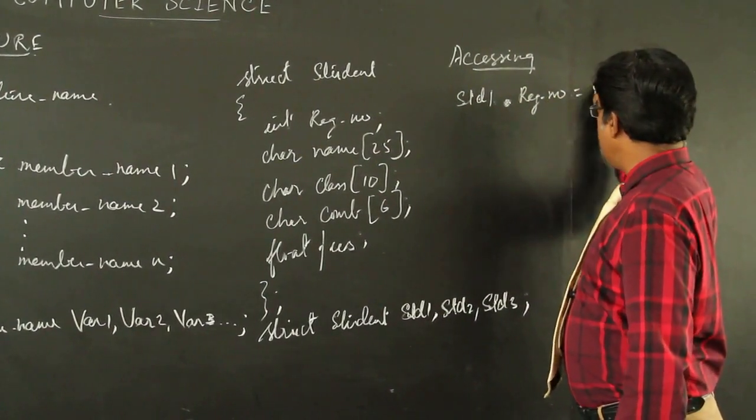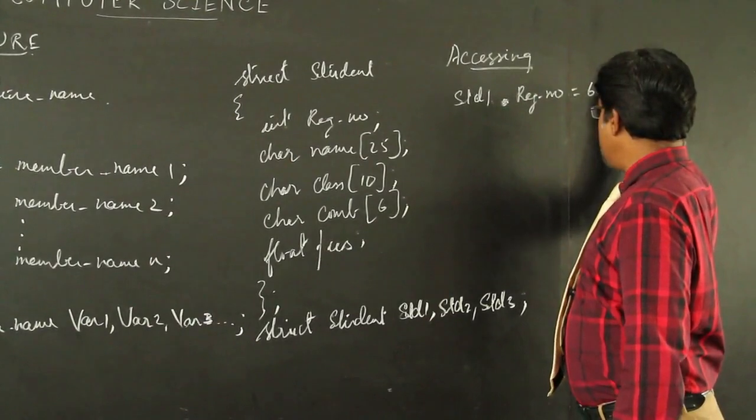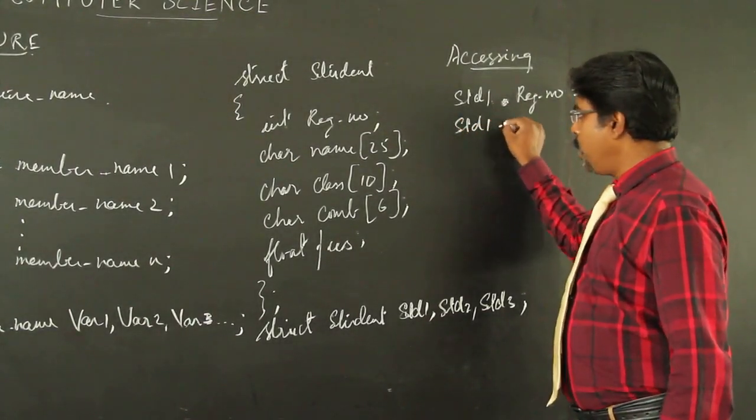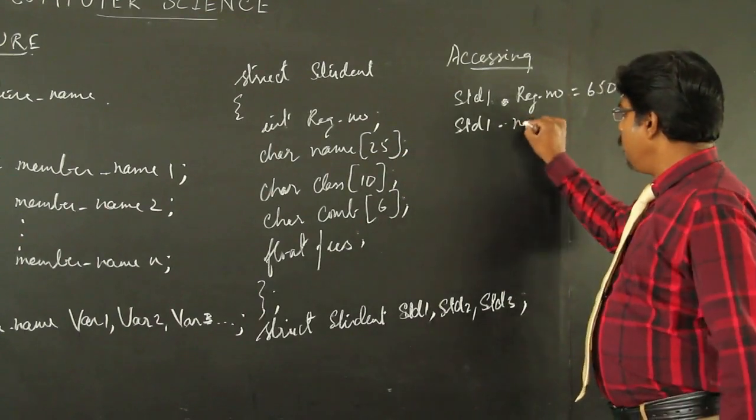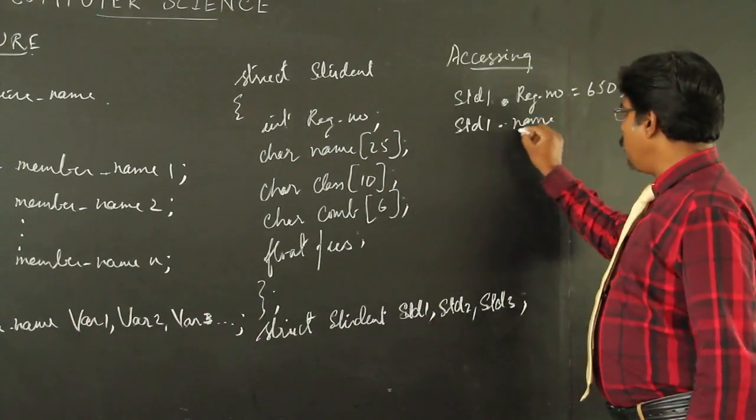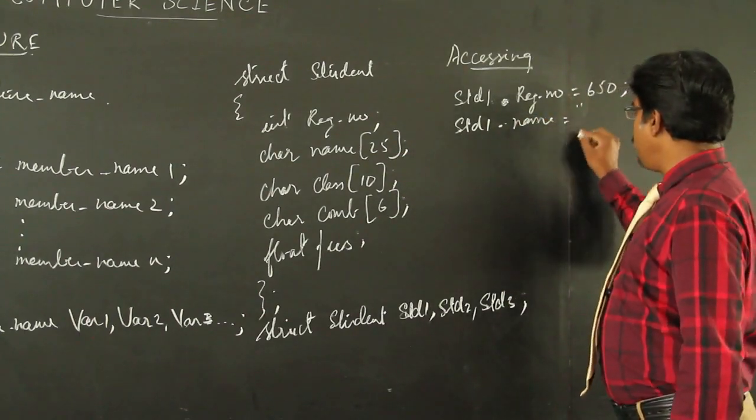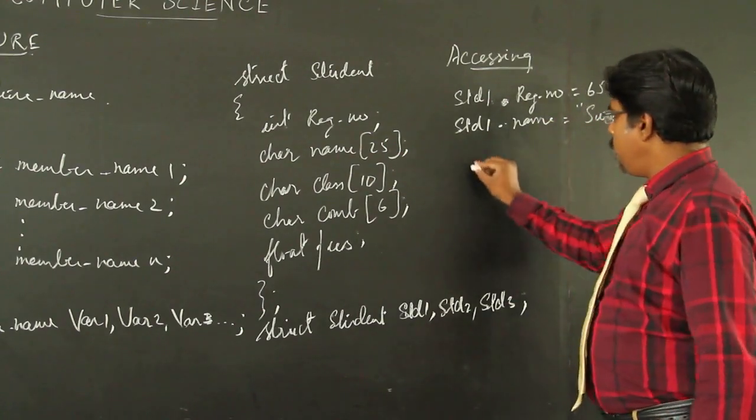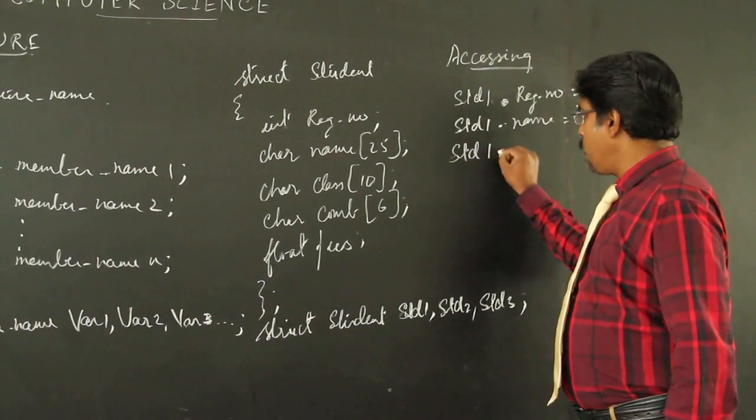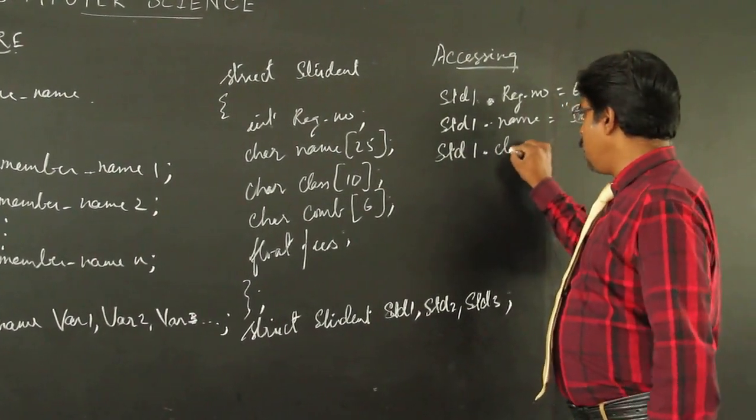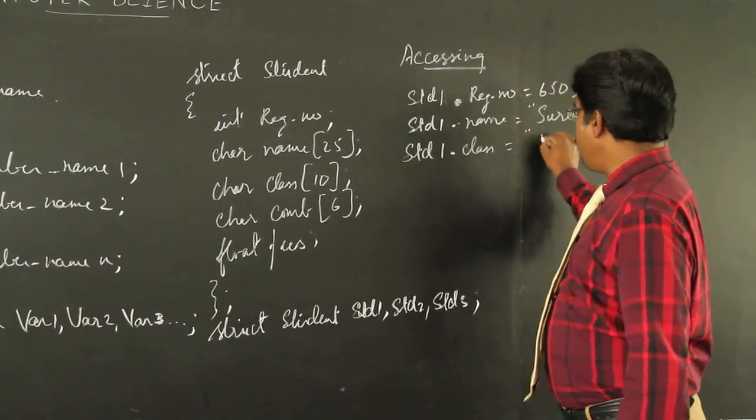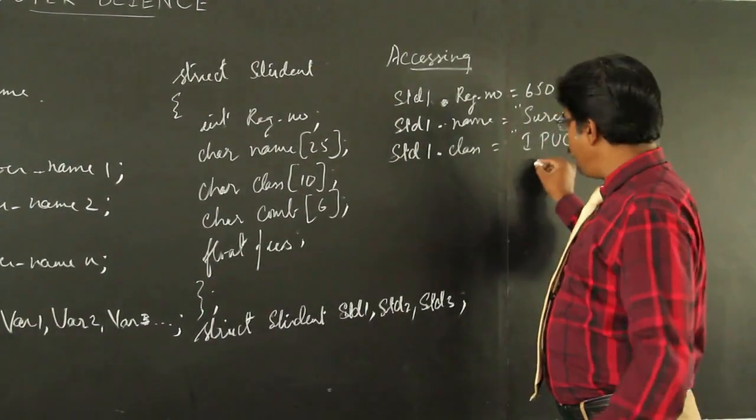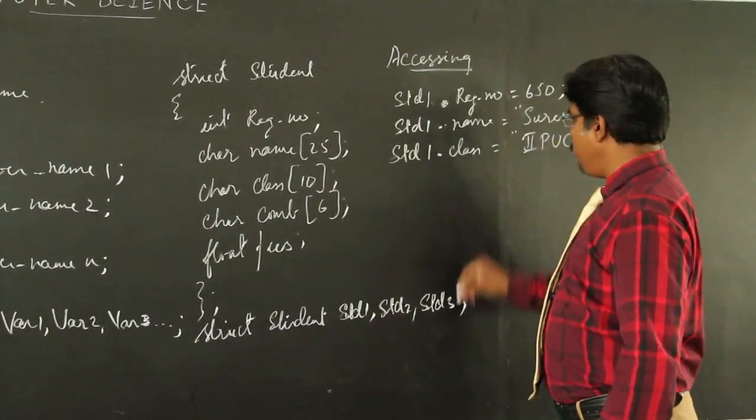Register number equals 650. Likewise, when I move on to store the value for name, std1.name equals, I'll take Suresh. Then std1.class, I take as first PUC. Since you are in second PUC, let me take it as second PUC.